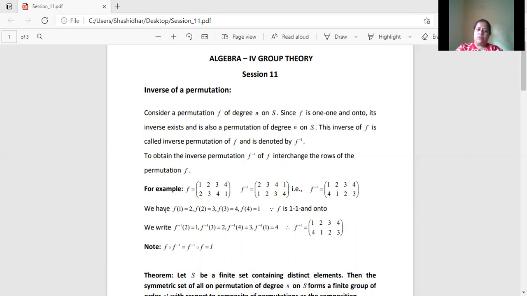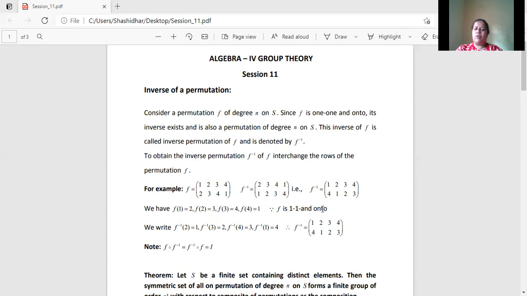Okay. So we have here image of 1 is 2 in the permutation f. Image of 2 is 3. Image of 3 is 4 and image of 4 is 1 in the given permutation f.